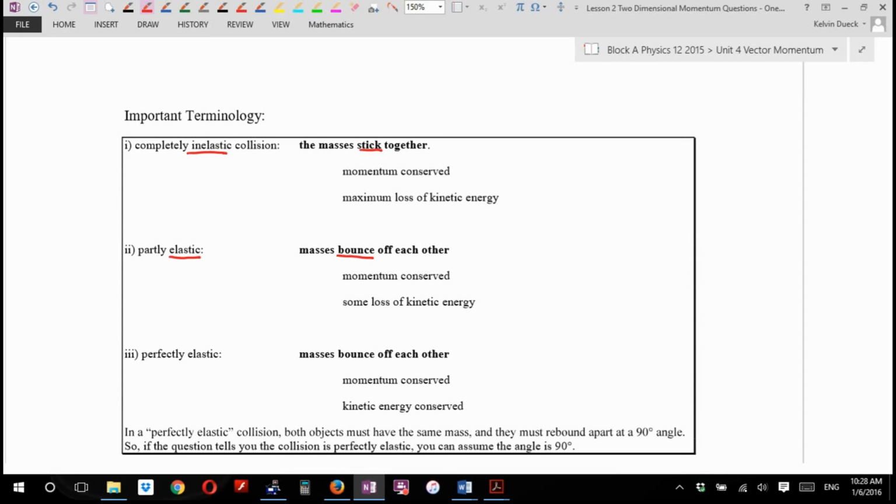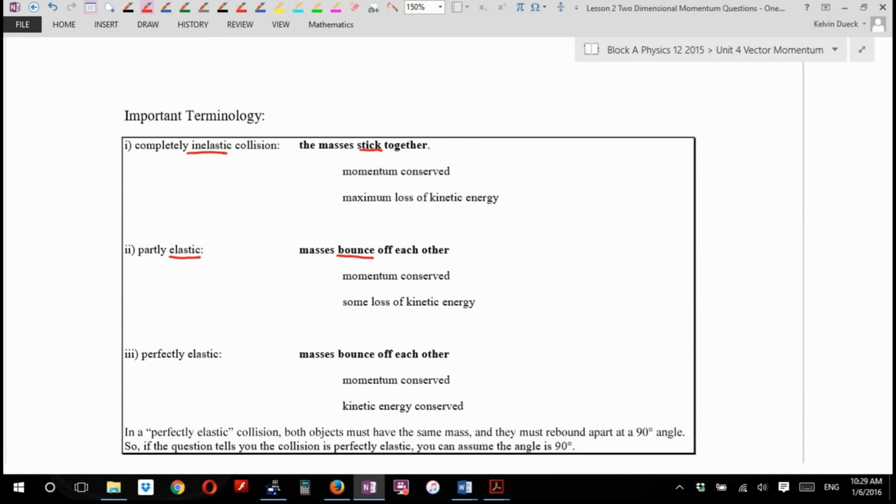In other words, you may see a question that says they collide inelastically. That's my way of saying stuck together, both moving after the collision. Or I might say they collide elastically. That's my way of saying they bounce off of each other.